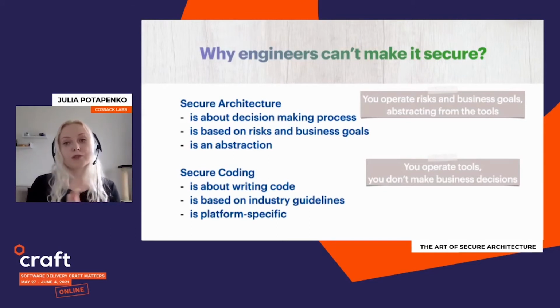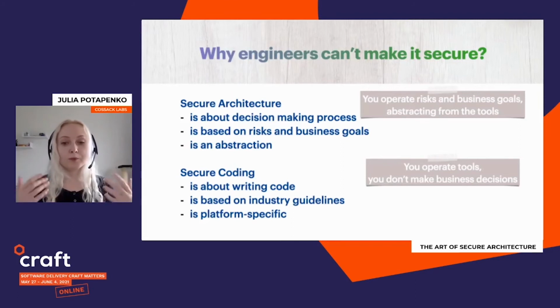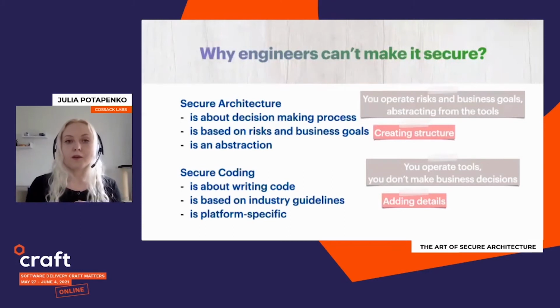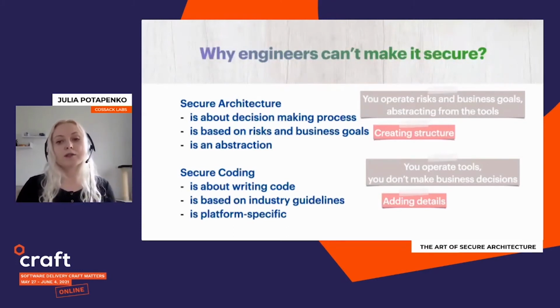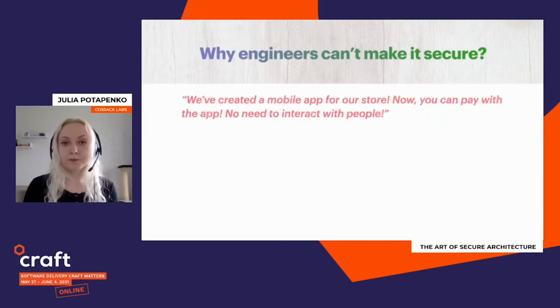So you operate with risks and business goals, abstracting from the tools, when you build a secure architecture. And when you're writing the code, you operate with tools. You don't make or influence business decisions in any way. So secure architecture is about creating structure, and secure coding is about adding details. Understanding these differences may save you a lot of time. I'll show you an example.